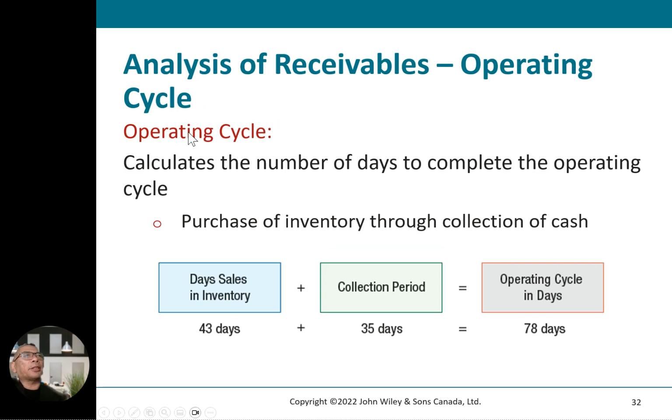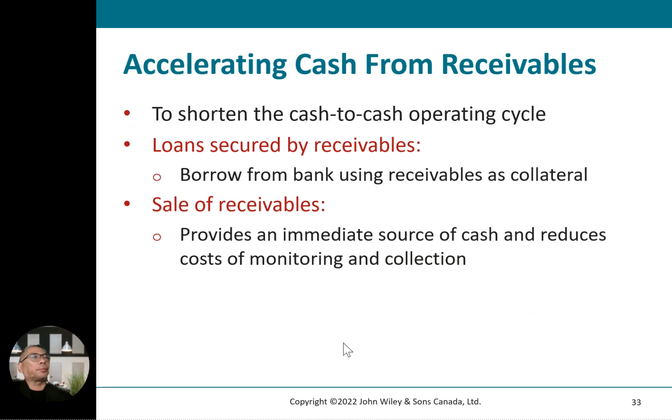So in terms of the operating cycle, it is the calculated number of days to complete the operating cycle, from purchase of inventory through collection of cash. The logic will be days sales in inventory plus collection period equals operating cycle in days. So 43 days plus 35 days equals 78 days. It calculates the number of days to complete the operating cycle. That's the logic.